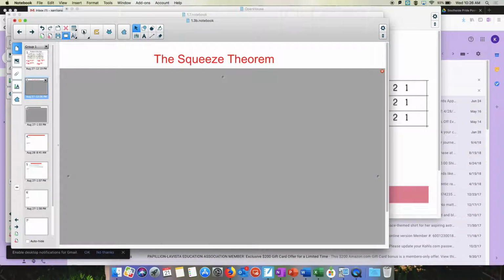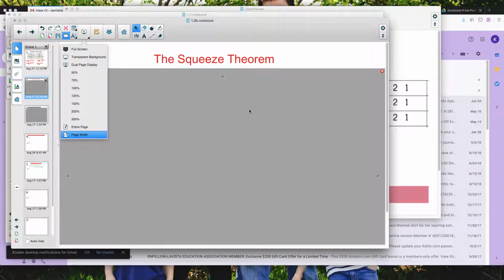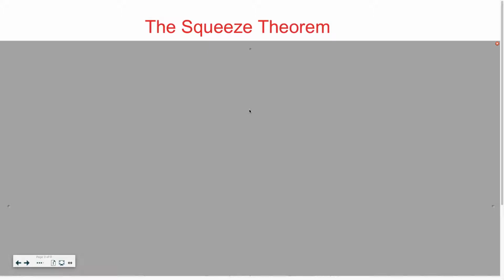Okay, so we're going to talk about the squeeze theorem for a moment, and then we're going to talk about some trig limits. Okay, so the squeeze theorem. It's named the squeeze theorem for a reason.